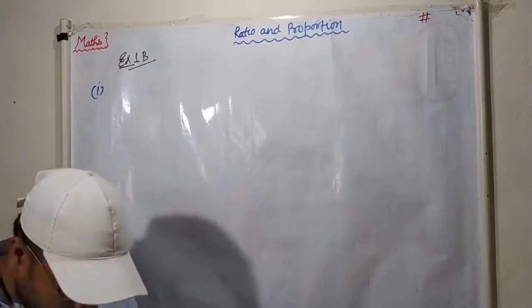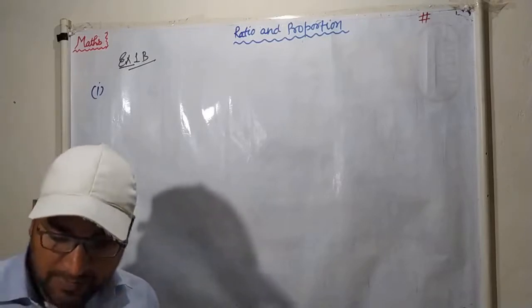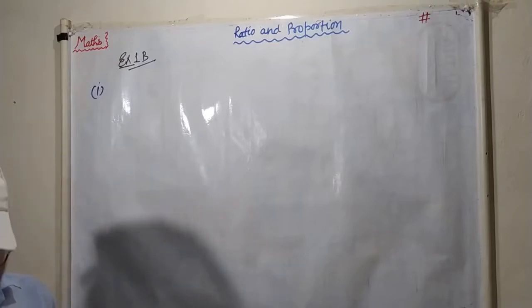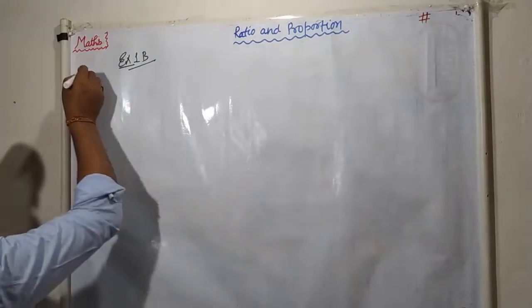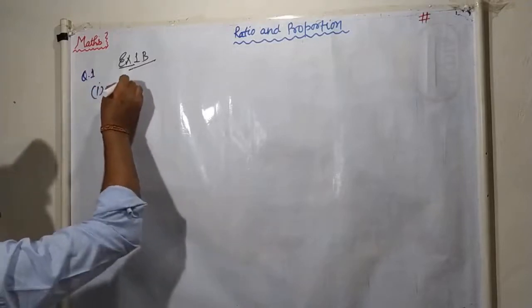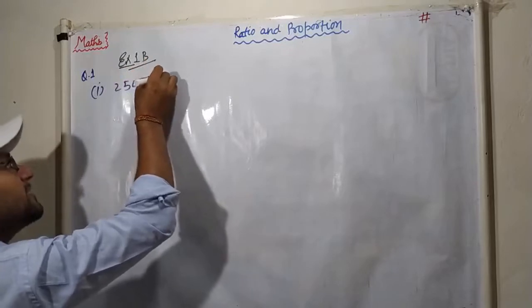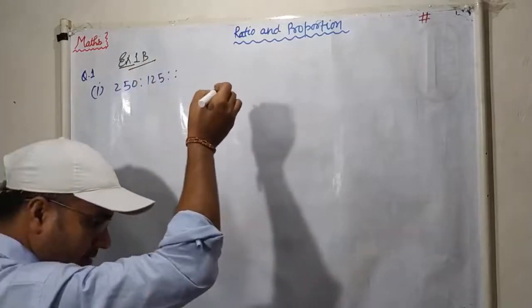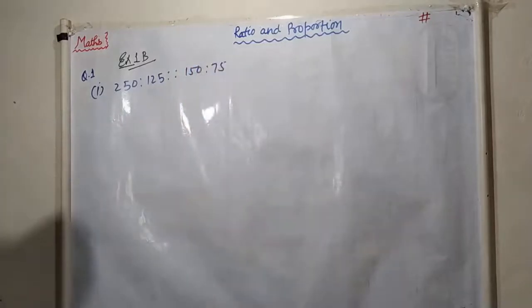First one is 250 ratio 125 proportion 150 ratio 75. So it is interesting and easy, students. First one is question number first. 250 ratio 125 is as 150 ratio 75. Check this one, it is in a proportion or not. So there are two ways.